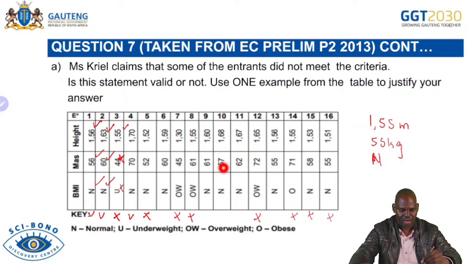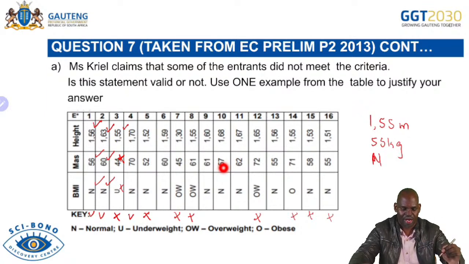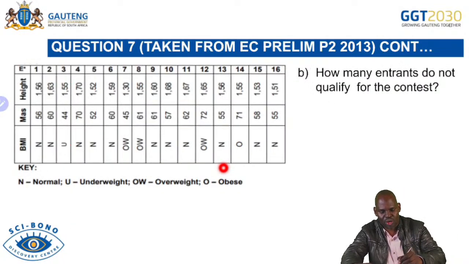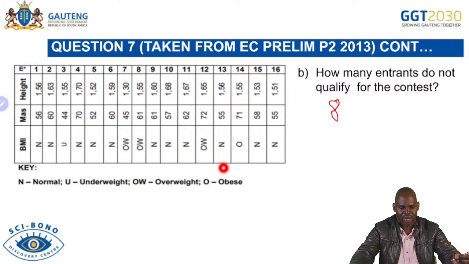Number 3, number 5, number 7. Okay, number 8, number 12, number 14, number 15, and number 16. So there's 8 of them. So this one, it's 8. We just write 8 to also be acceptable. Okay. Then the next question.